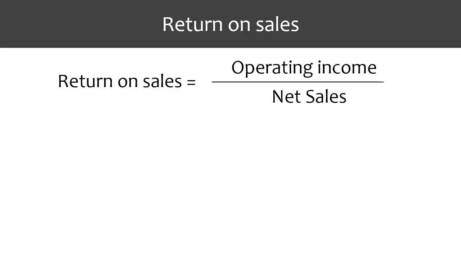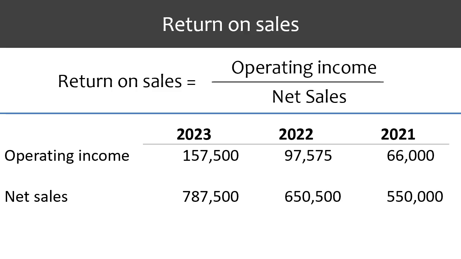The return on sales is calculated by taking operating income and dividing by net sales. Here we have 3 years of net sales and operating income listed for a company. We are going to calculate the return on sales for each year.